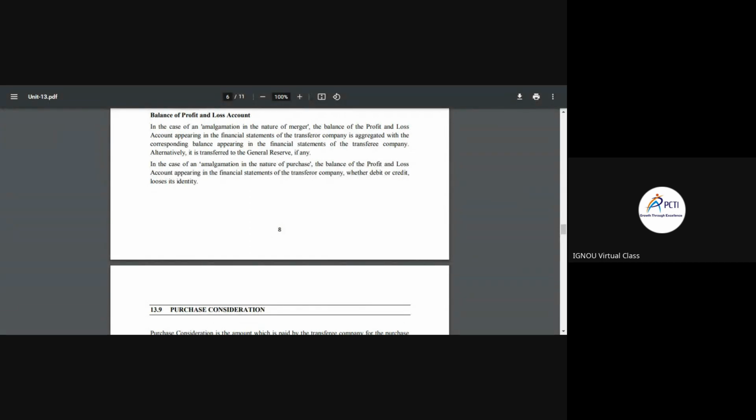Then, in the case of amalgamation in the nature of purchase, the balance of the profit and loss account appearing in the financial statements of the transferor company, whether debit or credit, loses its identity.